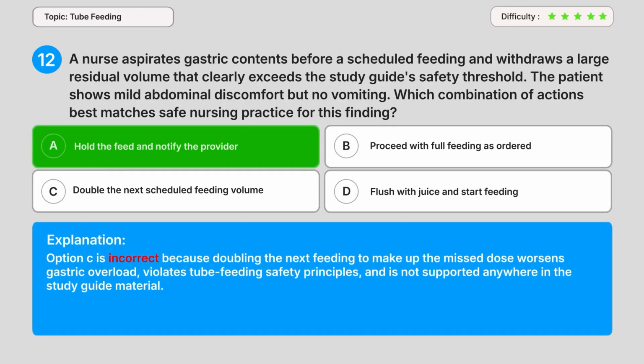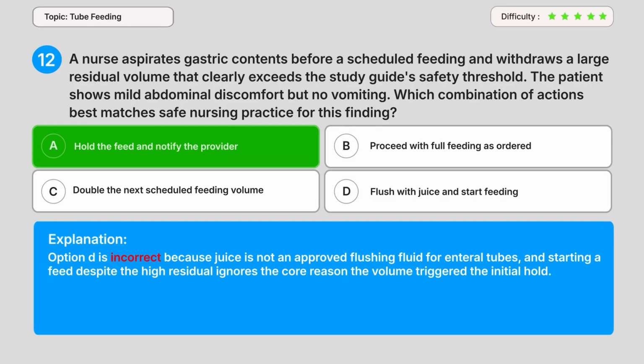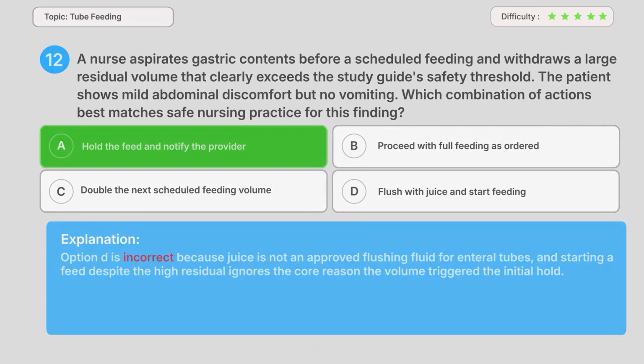Option C is incorrect, because doubling the next feeding to make up the missed dose worsens gastric overload, violates tube feeding safety principles, and is not supported anywhere in the study guide material. Option D is incorrect because juice is not an approved flushing fluid for enteral tubes, and starting a feed despite the high residual ignores the core reason the volume triggered the initial hold. High residual volume is a red flag the nurse has to respect.